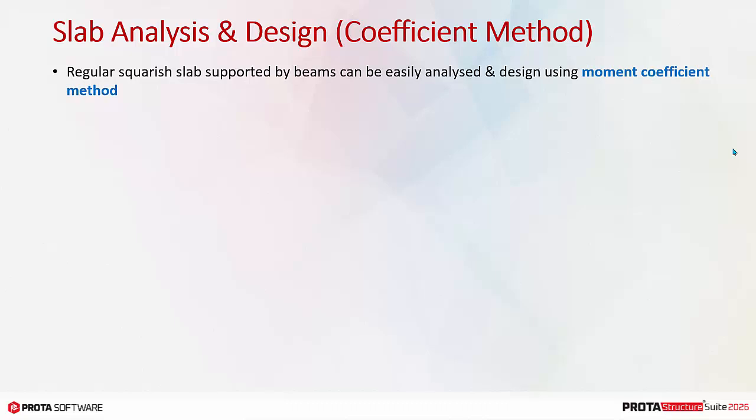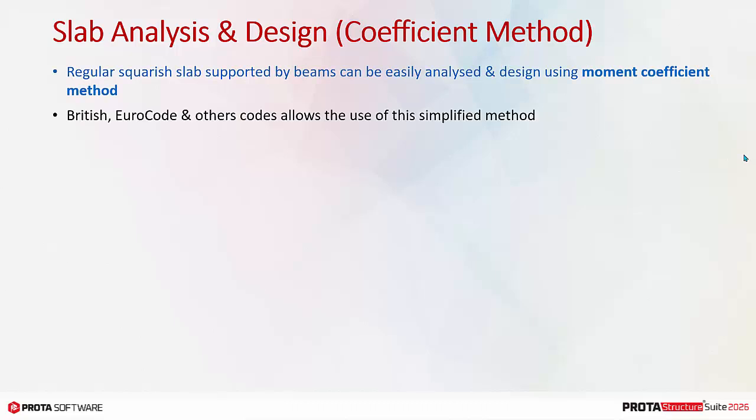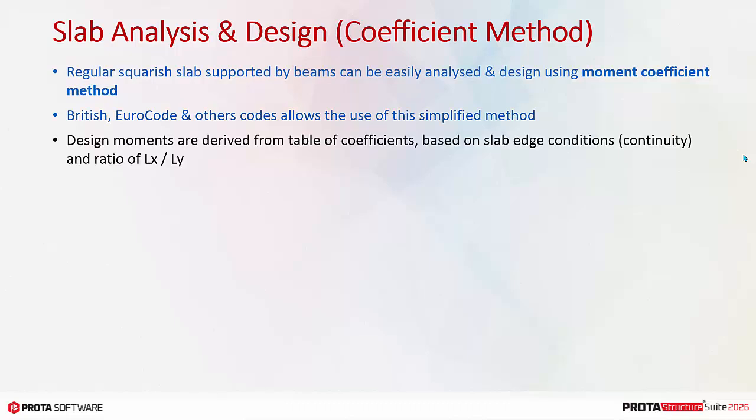A regular squarish slab supported by beams can be easily analyzed and designed using the moment coefficient method. British, Eurocode and other codes allow the use of this simplified method. Design moments are derived from a table of coefficients, based on slab edge conditions, or continuity, and the ratio of Lx, the shorter dimension, divided by Ly, the longer dimension.